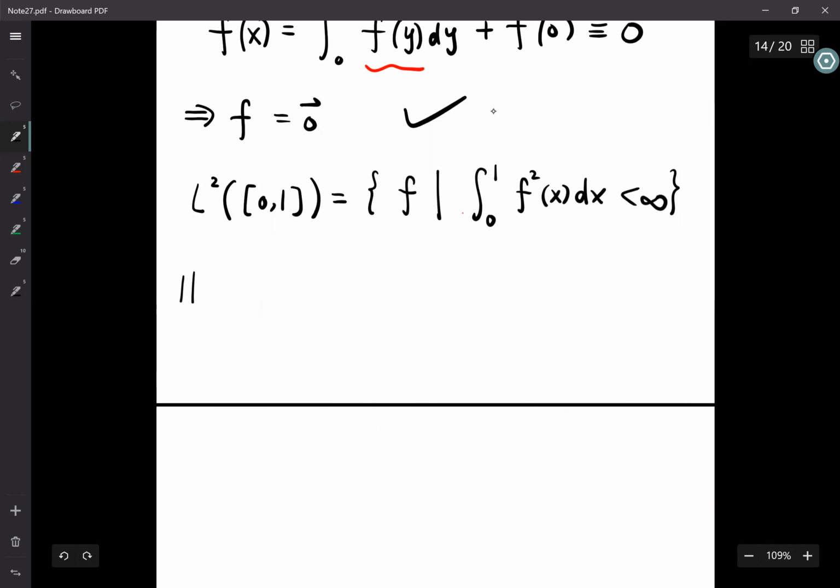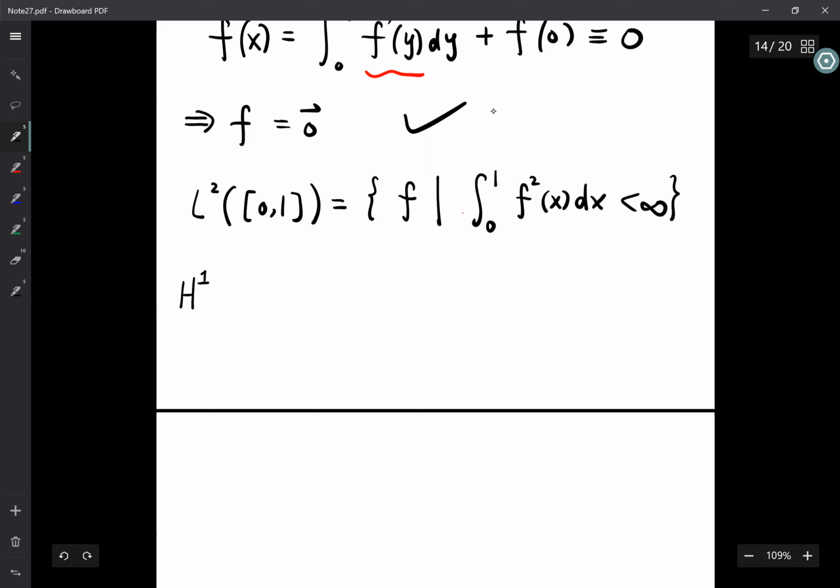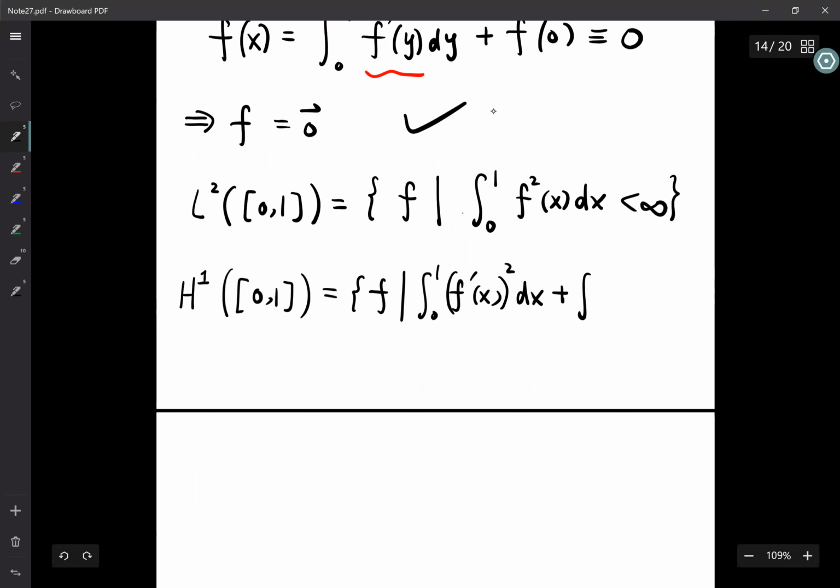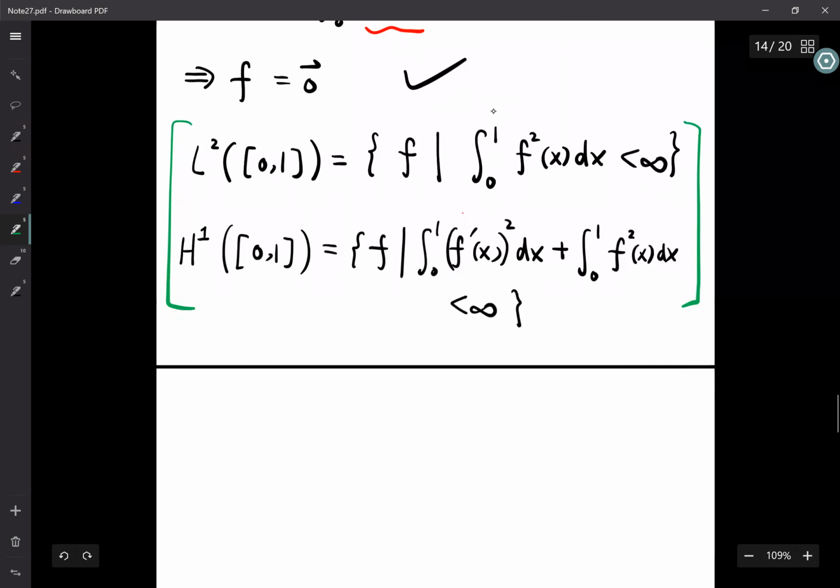And I can change that slightly for the H1 on 0, 1. This is a space consisting of functions, with the integral of f prime squared plus f squared x dx. Not exactly that, but you can try to think what is the corresponding inner product. This defines a new space, but these are quite optional. Just illustrated here for your interest. If you continue to learn along this line, you will encounter these inner product spaces.